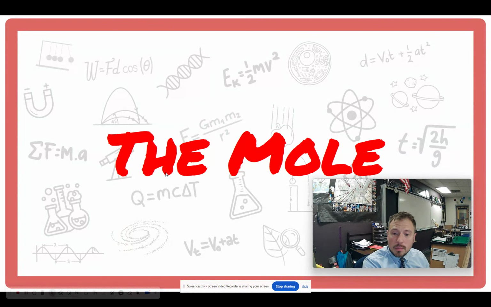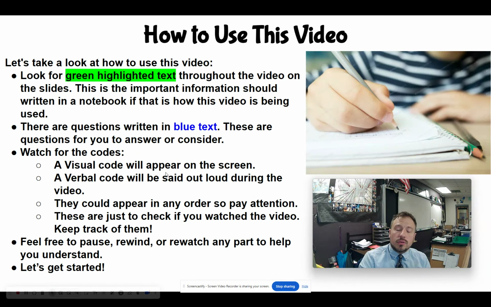Let's talk about the mole. Now here's how you use this video. Throughout this video, on the slides, there'll be some text that's highlighted in green. If you're using this to take notes in a notebook, these are the key ideas that you should write down. There's also going to be blue text. These are questions for you to answer or questions just for you to consider.